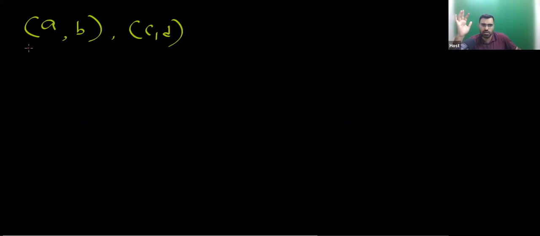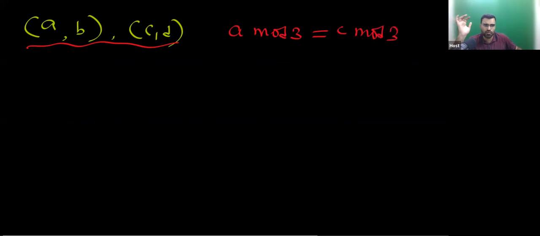Now see something interesting. So ultimately, remember this simple point. This type of pair we want. We want (A,B), (C,D). This type of ordered pair we want, where A mod 3 is the same as C mod 3. This is what we want.